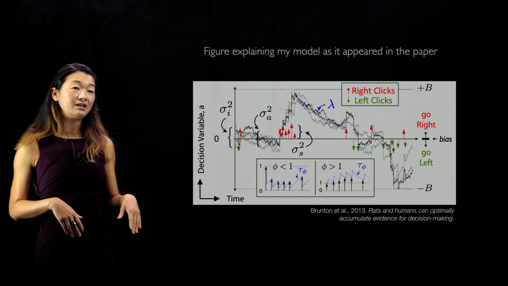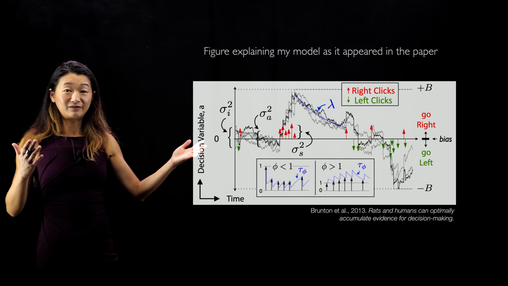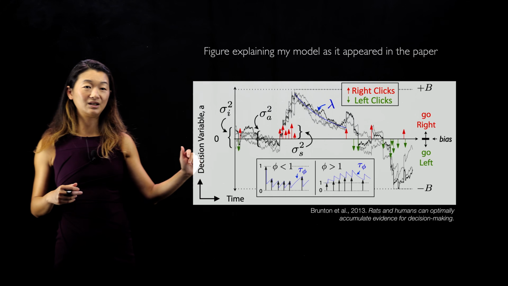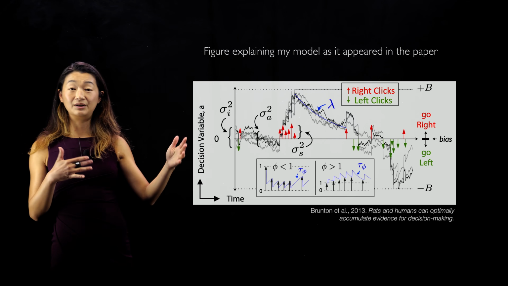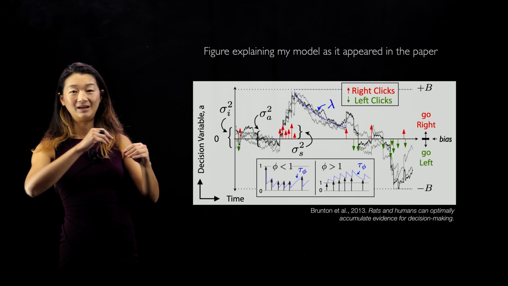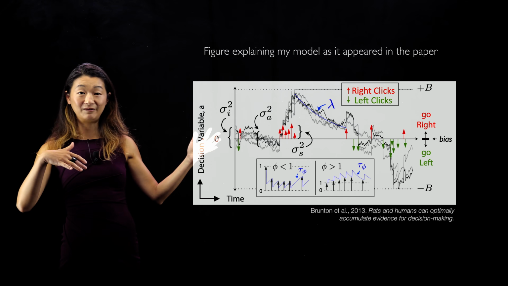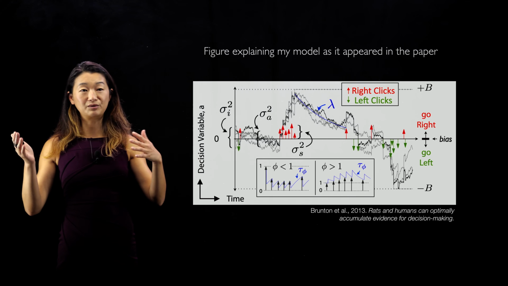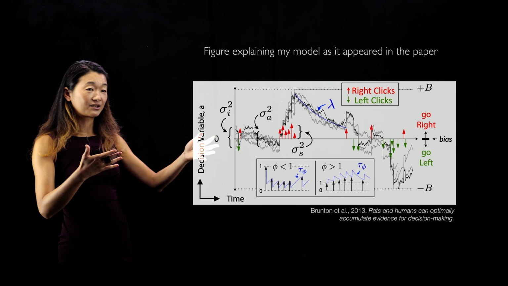Okay, so here, first of all, is the thing that I did for my PhD. It doesn't really matter exactly what it is. It was a modeling project where we were modeling decision-making under uncertainty, where there was evidence coming from the left, evidence coming from the right, and there was a decision that rats and humans had to make, where you go left or you go right. So this is the modeling exercise.